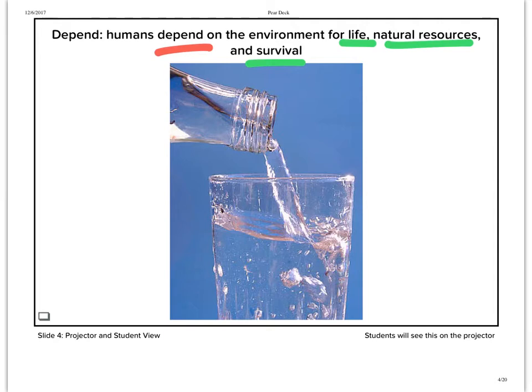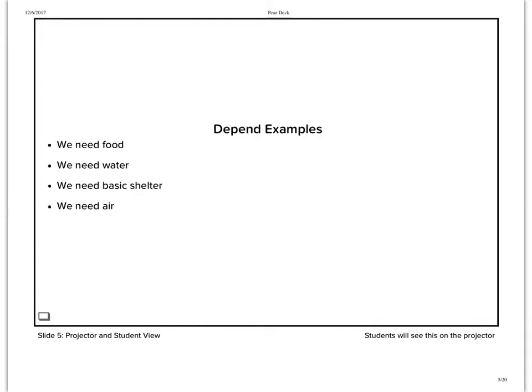I'm going to change the slide, so if you're not done yet, you'll need to pause. This is what I want you to put in your example box. These are examples of things that we depend on the environment for. We depend on food, we depend on water, we depend on basic shelter, and we depend on air. We need air to breathe.